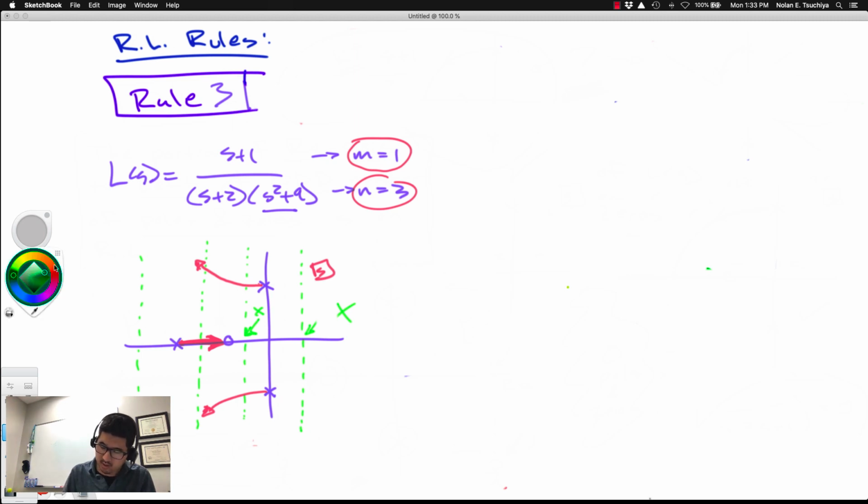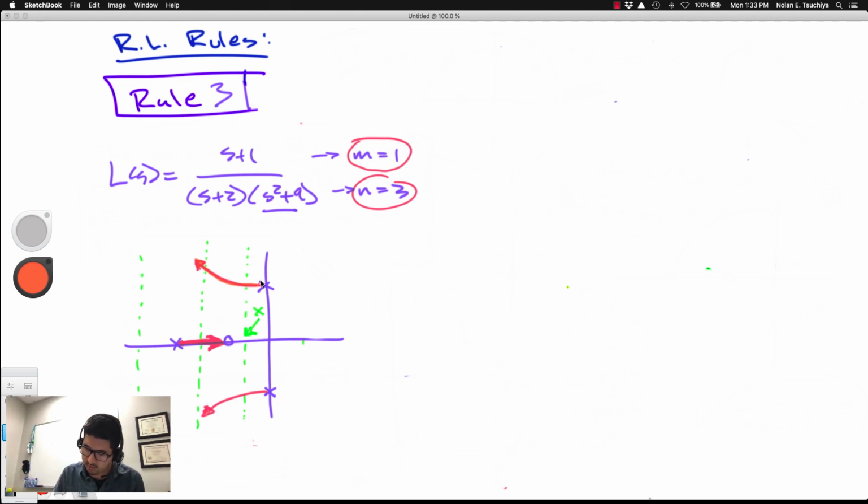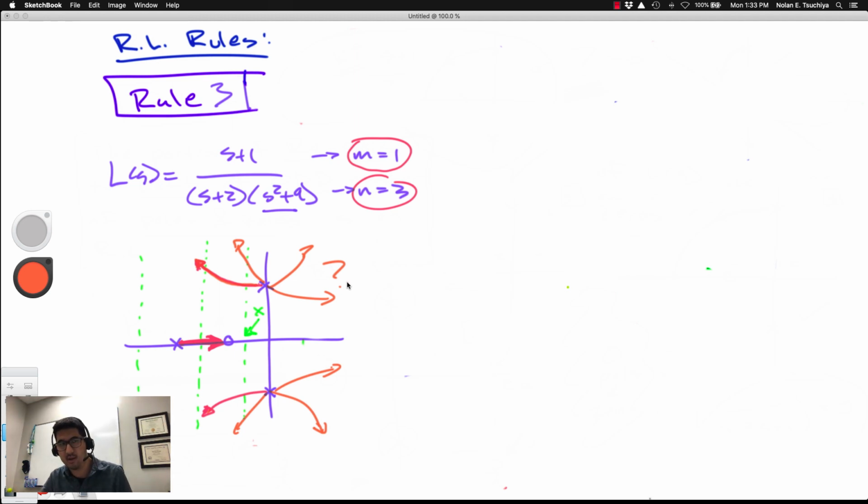Okay, the question remains. Okay, so the question is, we go back to rule 1, which says that n minus m, or 2 branches, should approach infinity. Okay, so the question is, I've got these 2 branches here that are sort of going off to infinity, but do they go off to infinity this way, or do they go this way, or maybe this way, or this way, right? The question is, how do the branches that go to infinity go to infinity? In other words, which direction do those branches go, the ones that go to infinity? That question is answered by rule 3.